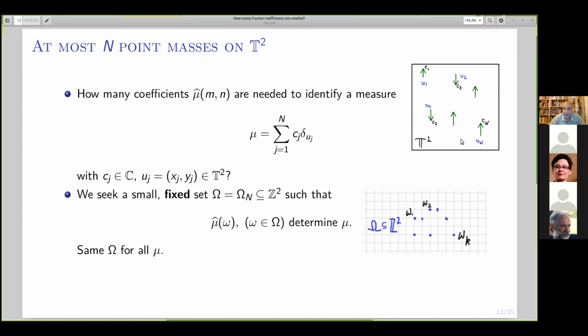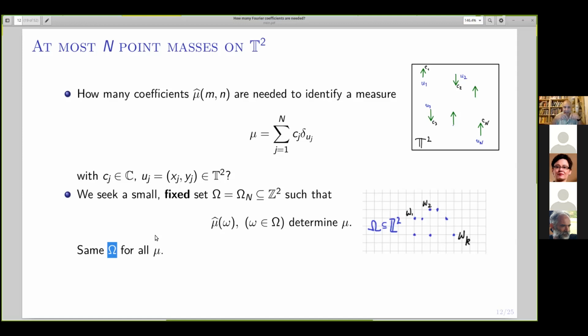So we're going to have n points on the torus squared, denoted by u1, u2, and so on, each of them with a coefficient. So the points are unknown and the coefficients are unknown, but they are up to n. And we want to find a set of frequencies, which will now be part of Z squared, such that if we know mu hat on these frequencies, we can determine mu completely. And again, I emphasize that this set omega should depend only on capital N, on nothing else.